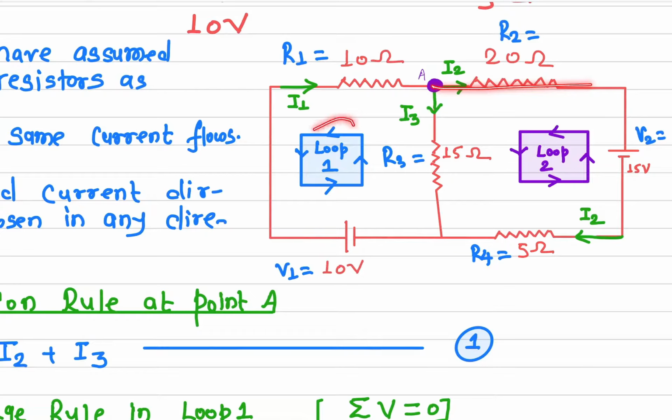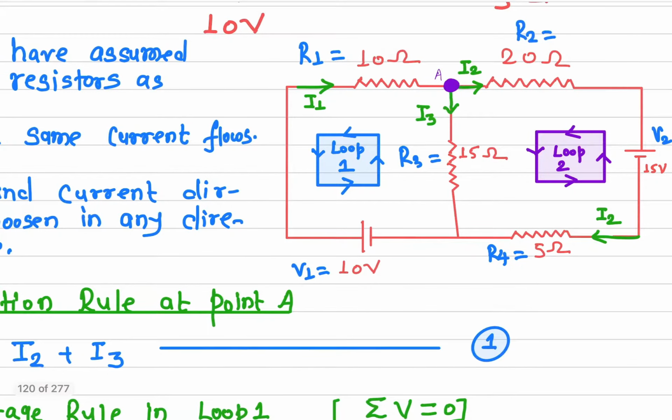Again, choosing the loop direction is entirely up to you. Here I have chosen counterclockwise as my loop. Here also I have chosen counterclockwise. You may choose whatever direction you like. After doing that, assume this is I1, this is I3, and this is I2. As this is I2, the same current flows through this one, and I3 will be in this path.